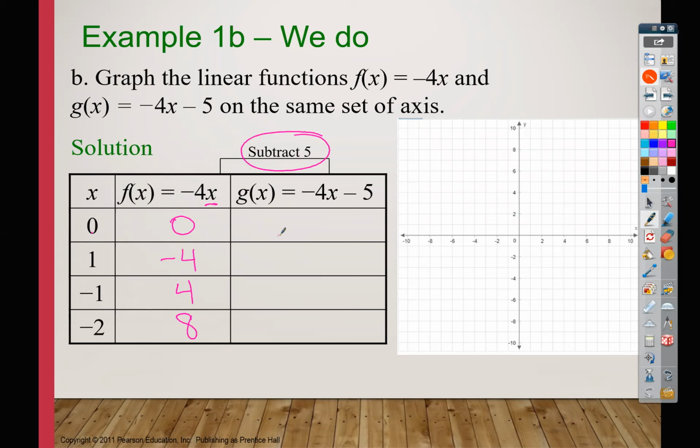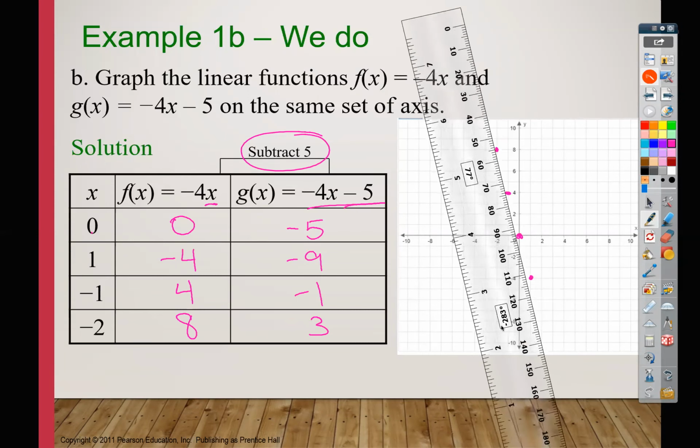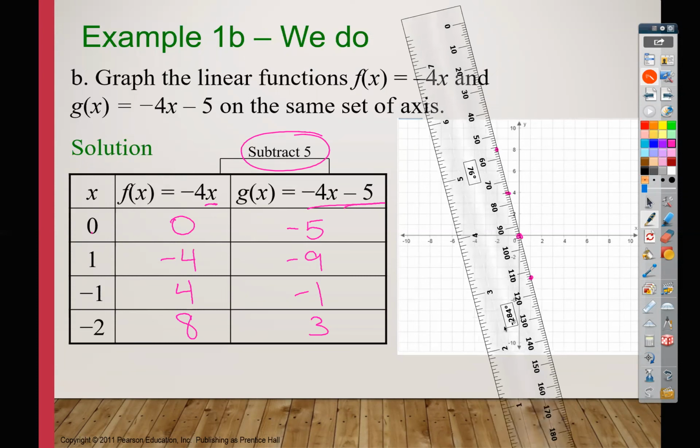Now we're going to subtract 5 from all these to get the -4x minus 5. So 0 minus 5, -4 minus 5, 4 minus 5, and 8 minus 5. Okay, now we're going to plot these. So 0, 0, 1, -4, -1, 4, and -2, 8. Okay, and I'm going to get the ruler so I can graph that as straight as possible.